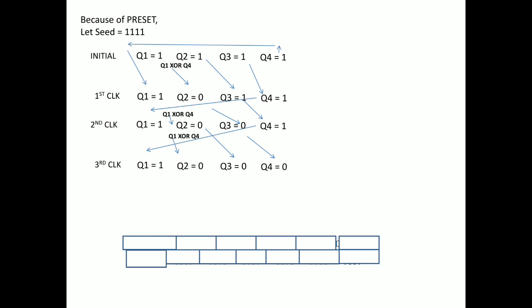This is how the pseudo random sequence is generated. If you go on like this until the 15th clock cycle, we will be getting 15 combinations, not 16, because we are not going to get the 0 0 0 0 combination in this one. We will see again how to construct this.